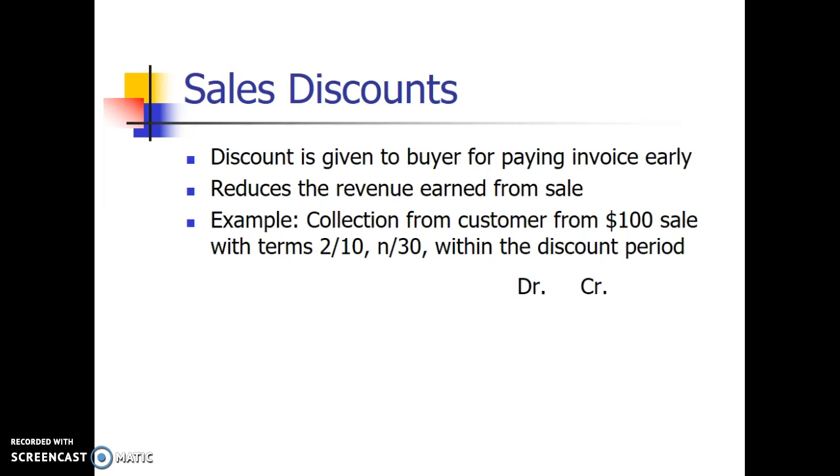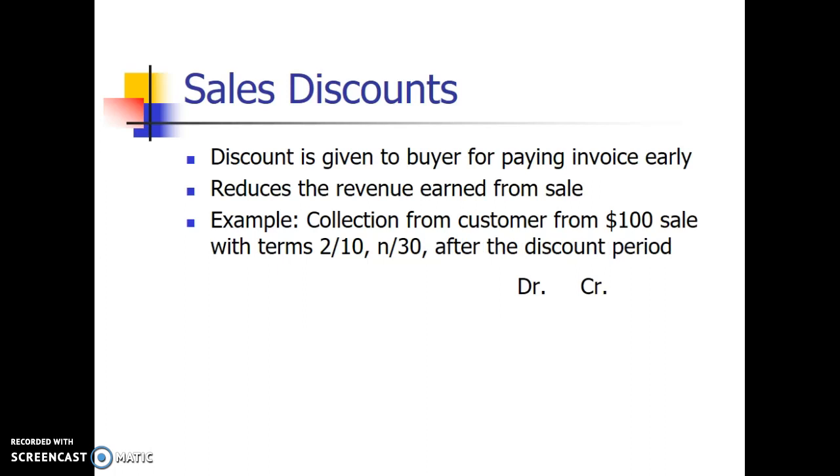Now, when it comes time to collect from the customer within the discount period, so they pay within 10 days, even though the sale was for 100, they only have to pay us 98. Well, we had set up our accounts receivable as a debit of 98. So when we receive the $98 check from our customer, we'll just debit the cash for 98 and we'll credit accounts receivable.